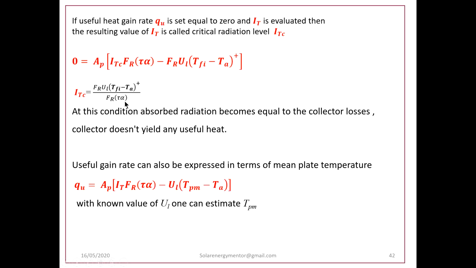Now with the Hottel-Whillier equation, you estimate Qu. Okay, so you substitute the value of Qu. Now I am discussing here the utility of this equation. Suppose somebody is interested in finding out the mean plate temperature. Then you estimate the useful heat gain rate using the Hottel-Whillier equation and substitute the value of Qu here. You know AP, you know IT, FR tau alpha, and the ambient temperature. UL has to be known. So with a known value of UL, only TPM is unknown, so you can estimate TPM from this equation.